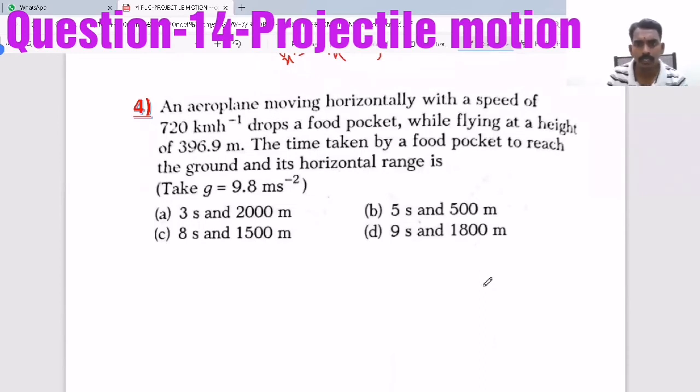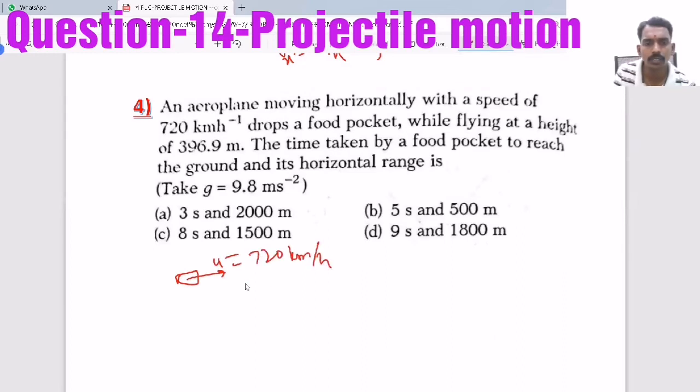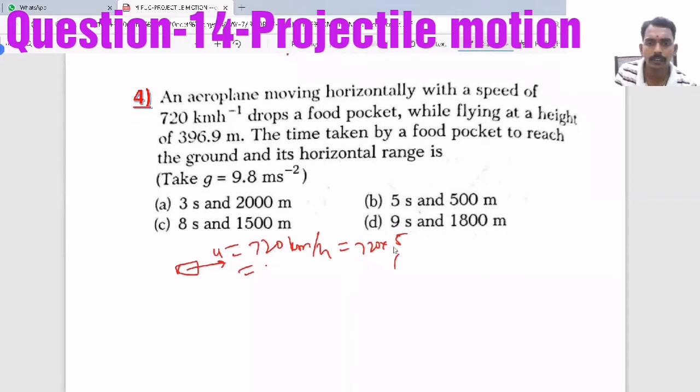Now, in a similar way, let's take one more question. An aeroplane is moving horizontally with a speed of 720 km per hour. You convert it into meter per second. So 720 into 5 by 18, that is 200 meter per second.